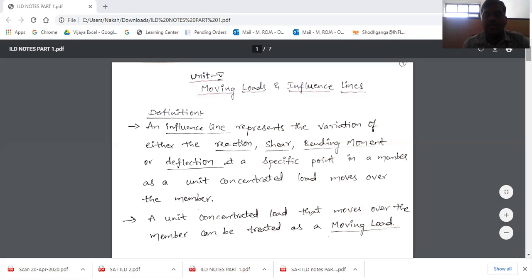Like how we draw a shear force diagram and bending moment diagram and also a deflected shape for any type of beam or a portal frame, in the same manner for those parameters we draw an influence line diagram. For that, a unit concentrated load that moves over the member can be treated as a moving load.